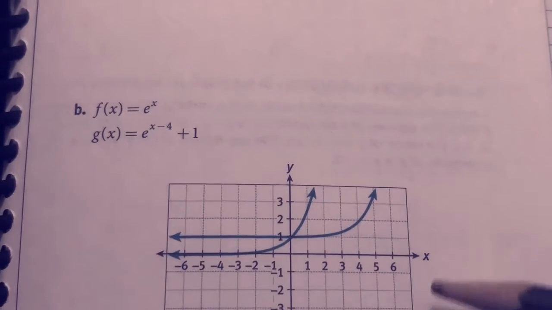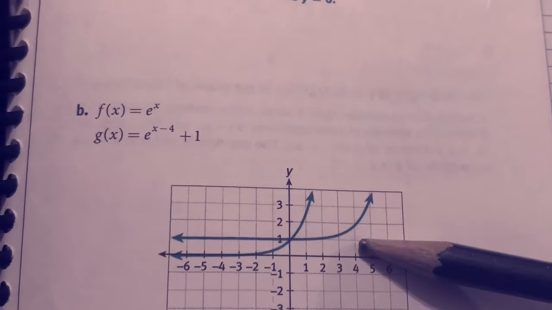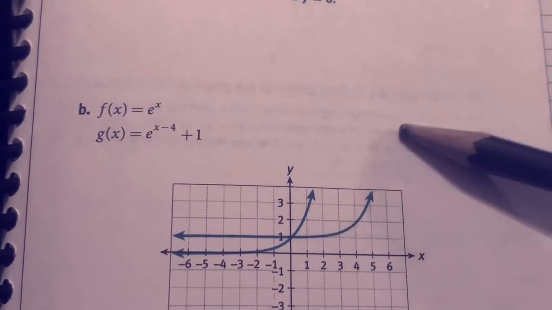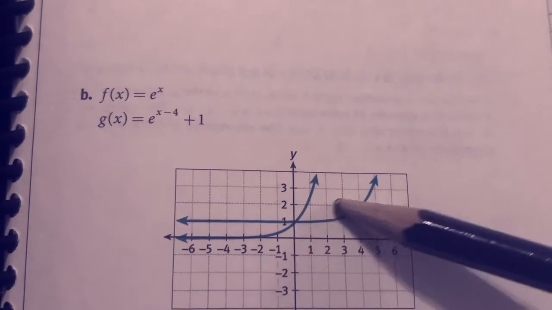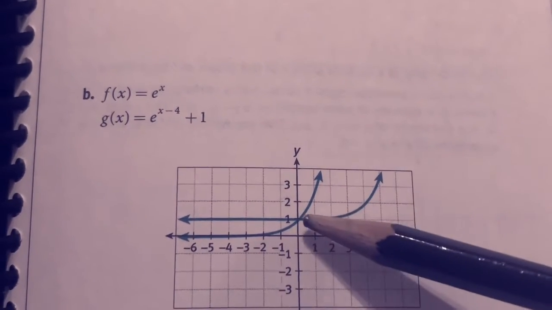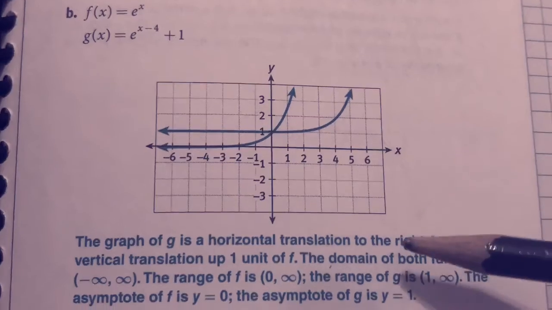Everything else is going to go right 4, up 1. So we can tell where the asymptote is now. It was at y equals 0. Now it's up here at y equals 1. But they're both still increasing up to the right. So I know that this graph, g of x, transformed by going right 4 and up 1. And I can see that here. It's a horizontal translation, right 4 units, and up 1.